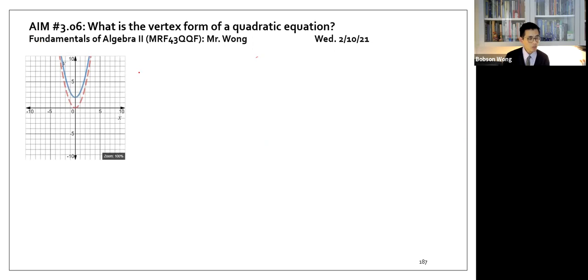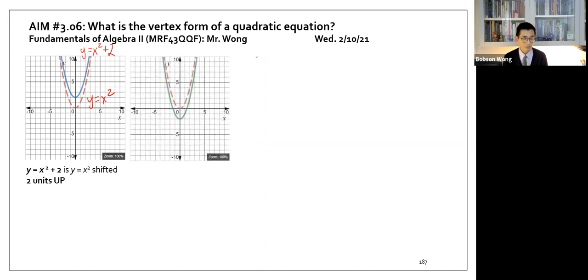Now, y equals x squared is the red dotted curve, and y equals x squared plus 2 is the blue graph. We can see that y equals x squared plus 2 is y equals x squared, but shifted up 2 units. So what happens if we have y equals x squared minus 2? Well, that graph is y equals x squared shifted down 2 units.